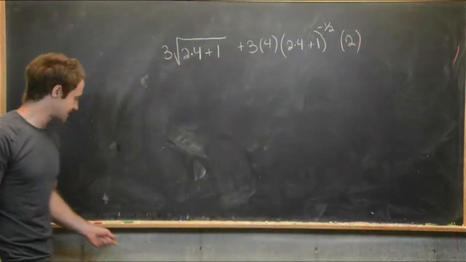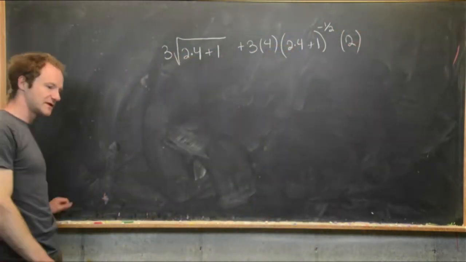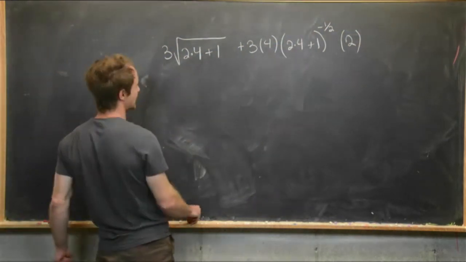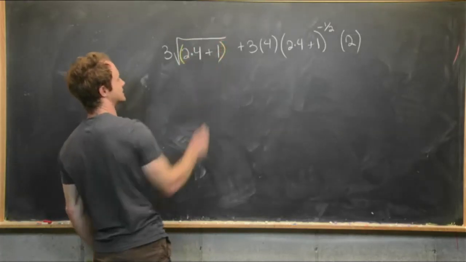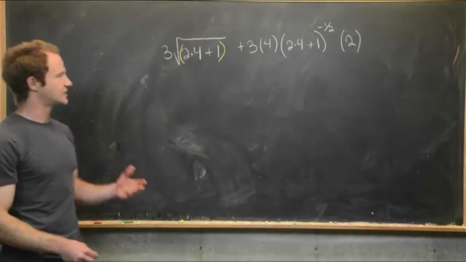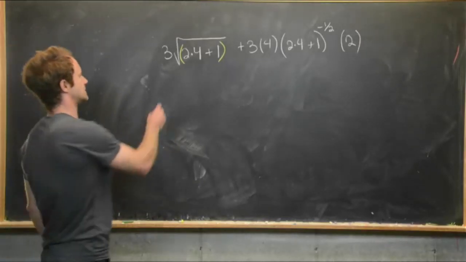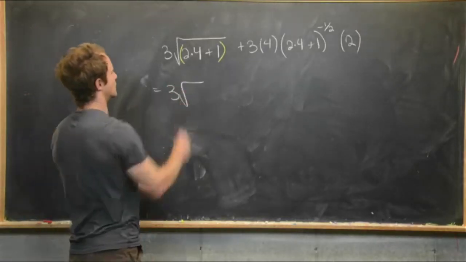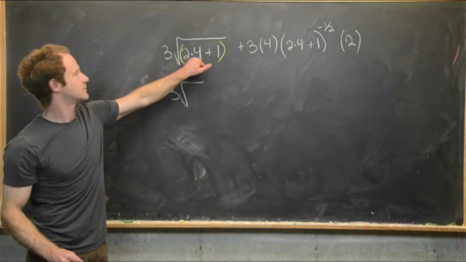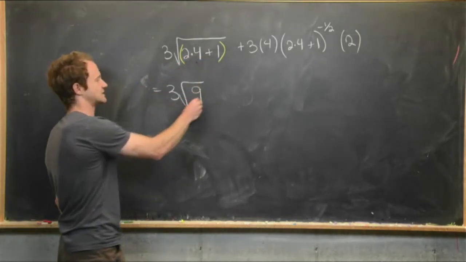So here, this is a real practice of doing parentheses, exponents, and all that kind of stuff. Keeping in mind that all of this being inside of the square root is like being in parentheses. So following the order of operations, we want to do parentheses first. So that means we want to do everything inside of here first. So 2 times 4 is 8 plus 1 is 9. So we have 3 times the square root of 9.